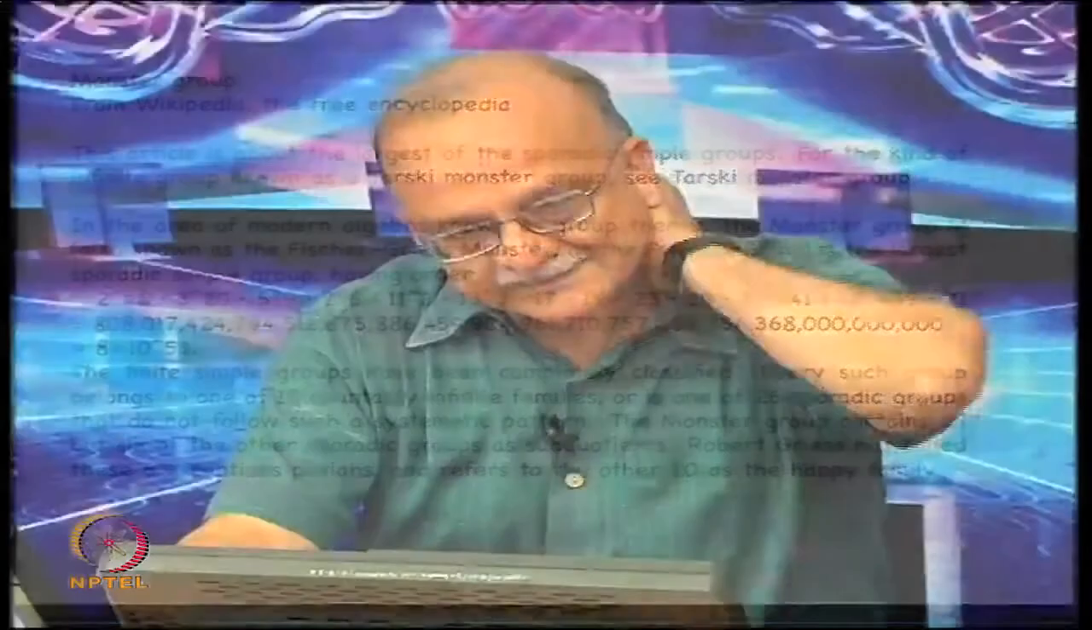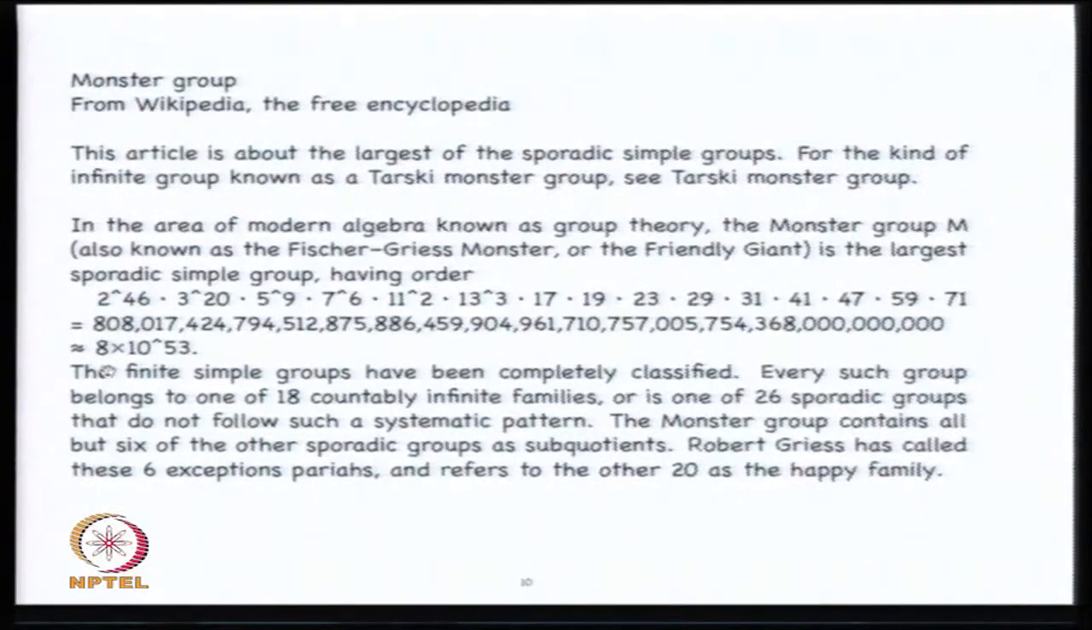So the largest sporadic group of simple type is called the monster group. In the area of modern algebra, the monster group M is the largest sporadic group. The order of the group, okay, this is the order of the group, is approximately 10 raised to 53. But they proved that this is the largest possible sporadic group you can have. There is nothing more. This exploration was done by using a computer.